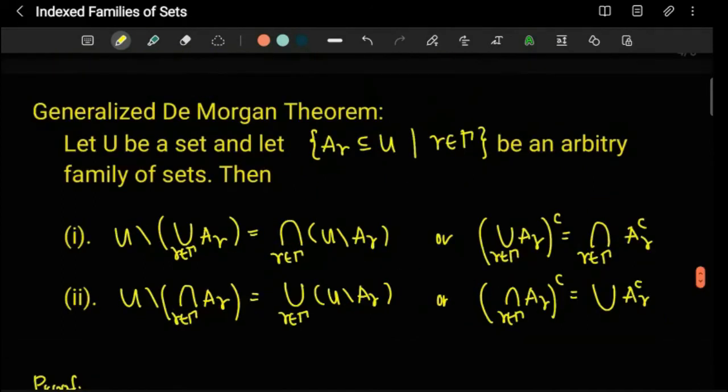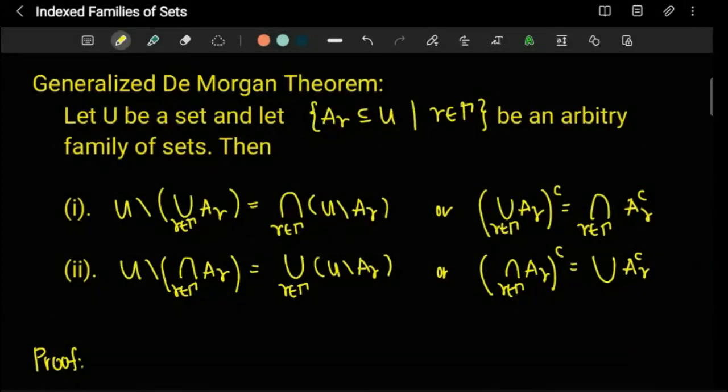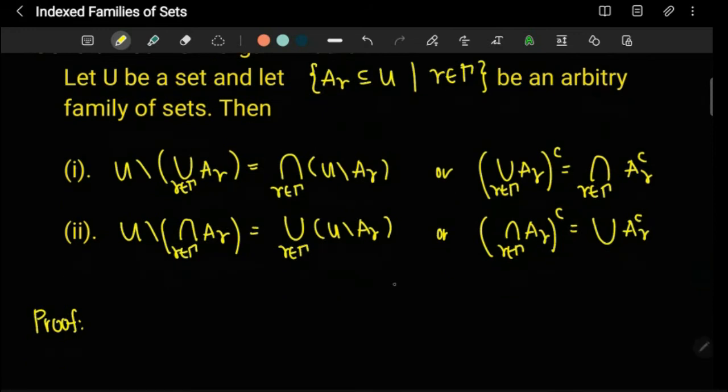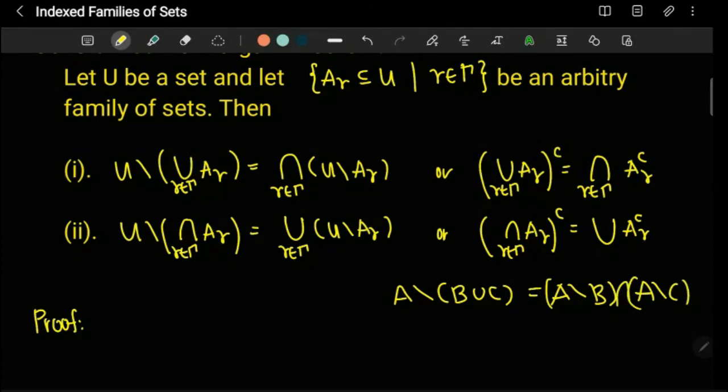Sige. So now let's generalize De Morgan's theorem. To generalize De Morgan, maybe you have forgotten De Morgan. So again, De Morgan: A except (B union C) is equal to (A except B) intersection (A except C). It's like you're just distributing the complement, A except B and A except C, and then you take the intersection. That's De Morgan for sets.